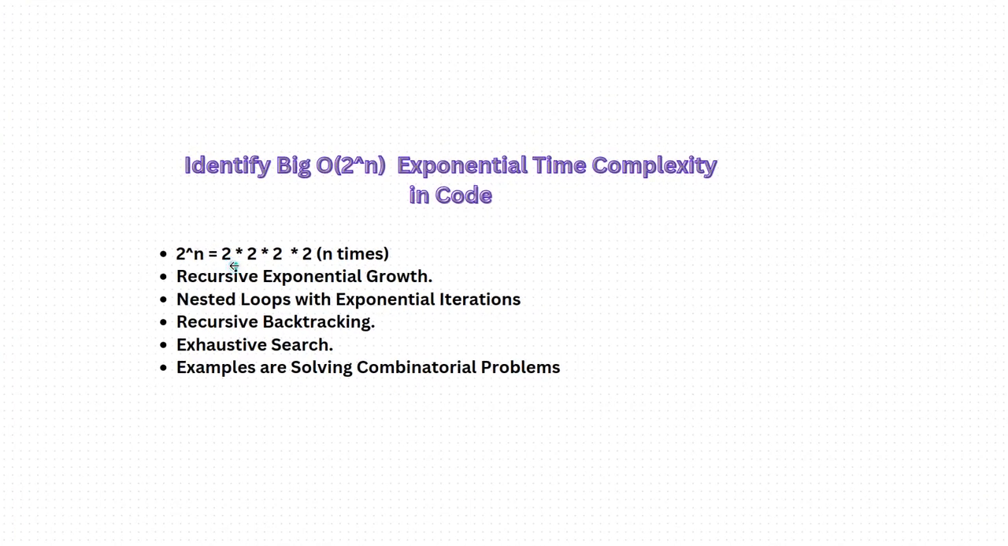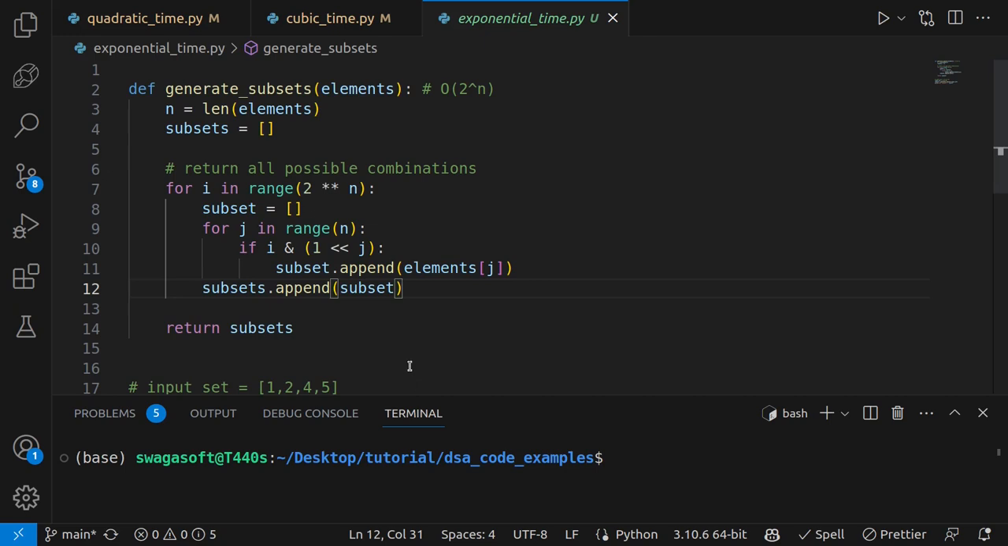So this is an algorithm that multiplies the input by 2. An example of this is what? A recursive exponential function. This is what a nested loop with an exponential function is. It's also recursive backtracking. So let us look at the code example.